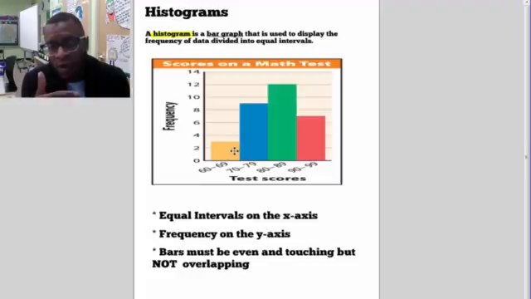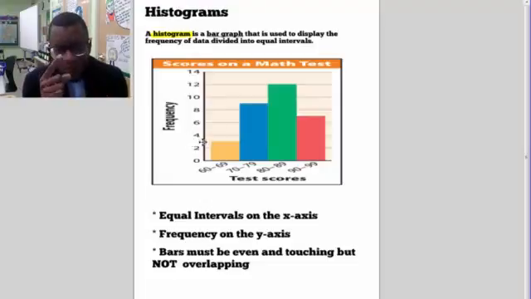Okay, and so when I say equal intervals, notice that we have from 60 to 69, so that's increments of 10, 70 to 79, another increment of 10, 80 to 89, and so forth. So you want to make sure that your intervals or your increments on your x-axis are equal. Make sure that you label your axes correctly and that your y-axis labels the frequency correctly.